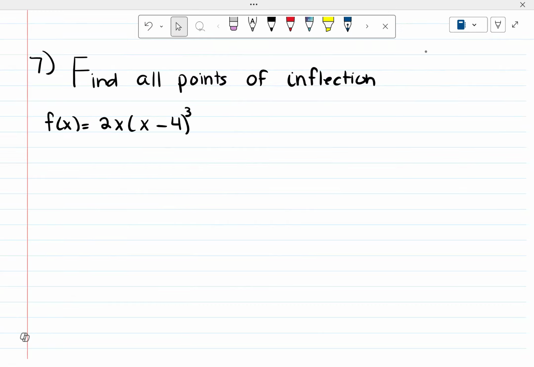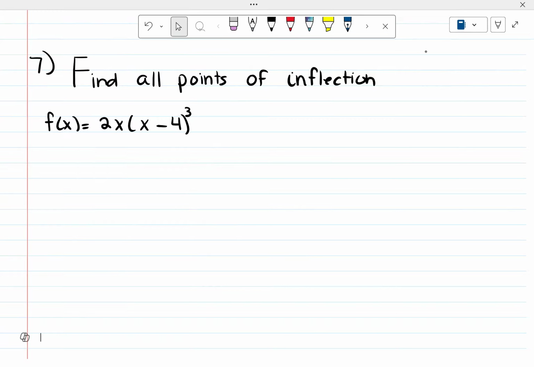So first you have to find f prime of x, and then you find your critical values by setting that to 0 and solving for x. And once you have your critical values, put them onto the number line, and then you have an inflection point wherever the sign changes. It doesn't matter if it goes from a positive to a negative or a negative to a positive. As long as there's a sign change, you have an inflection point.